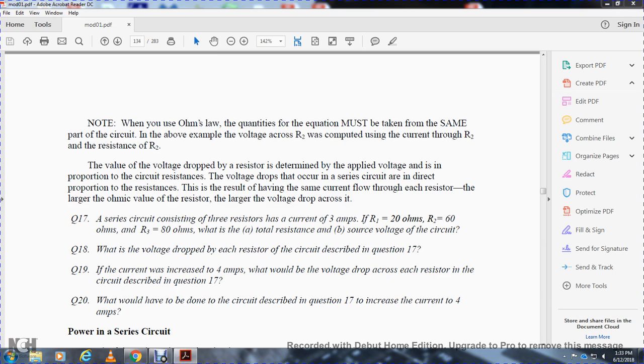The circuit consists of 3 resistors: resistor 1 is 20 ohms, resistor 2 is 60 ohms, and resistor 3 is 80 ohms. What is the total resistance and the voltage of the circuit, where the voltage drop of each resistor of the circuit is described in question 17? With the current increased to 4 amps, what would be the voltage drop across each resistor of the circuit described in question 17?